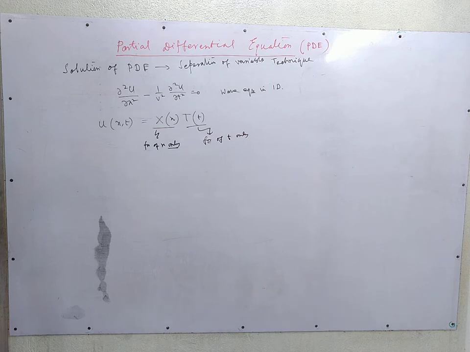We assume that the solution can be written in the product form. If this is not the case, then the separation of variable technique fails. So this technique is very helpful only when the solution can be written as some function depending on variable 1, multiplied by a function which depends on variable 2, times a function which depends on variable 3, and so on and so forth.